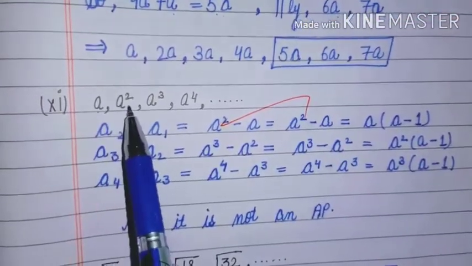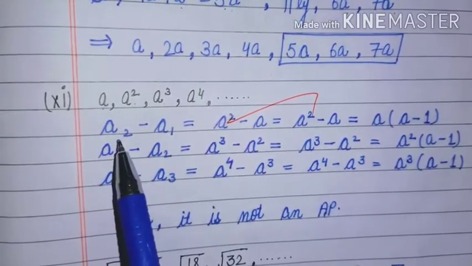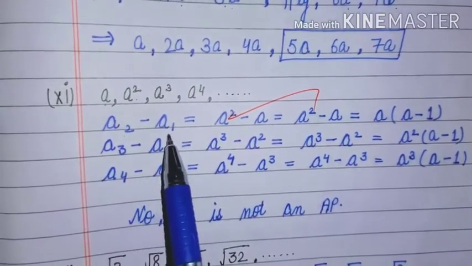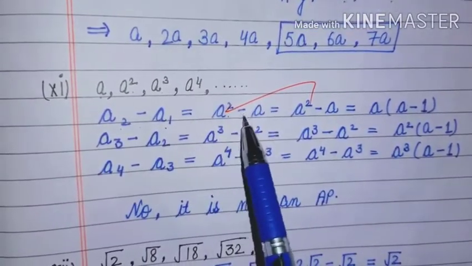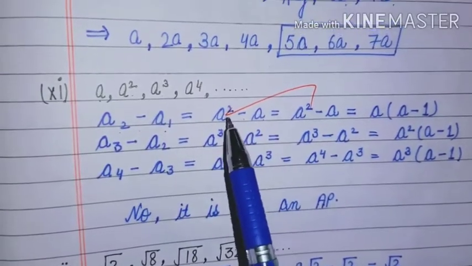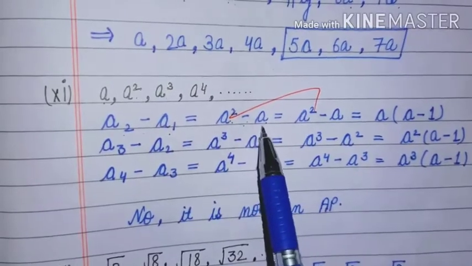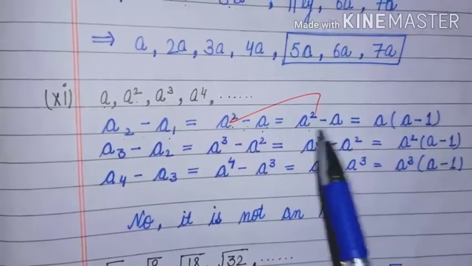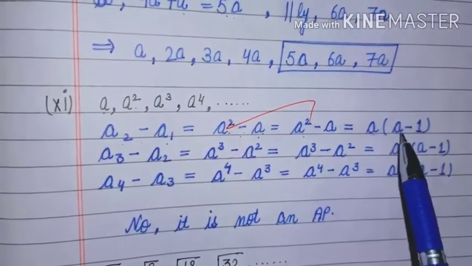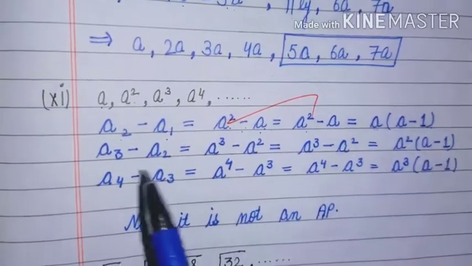Now the 11th part is A square, A cube, A4. Now here also you will find A2 minus A1. So A2 is A square minus A. You know beta, this is A square and this is A. Both are unlike terms. We cannot subtract them. Only we can solve. How can we solve? We will take the common A, then you will get A minus 1.